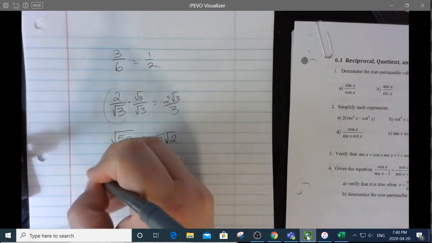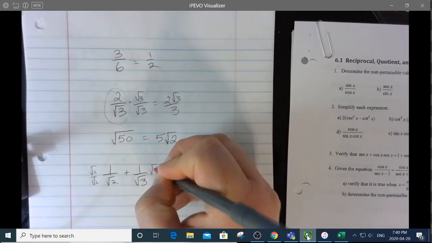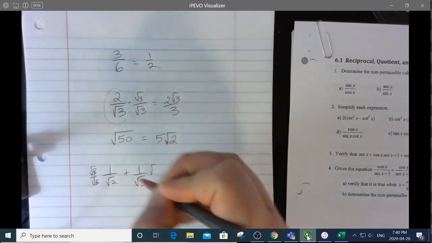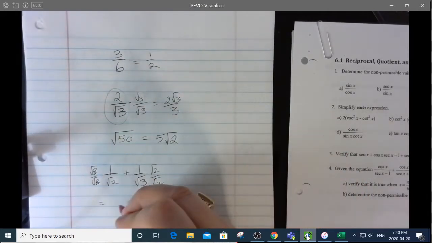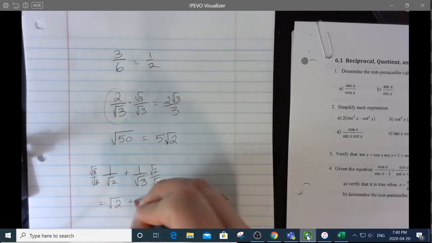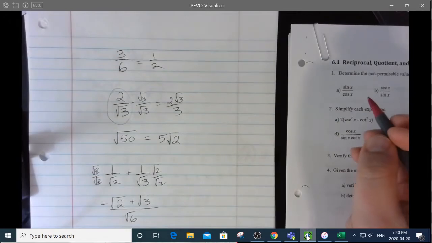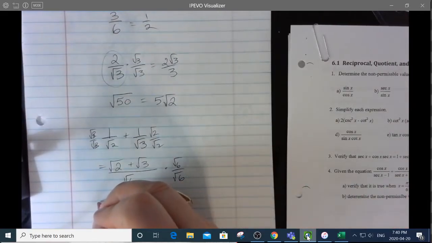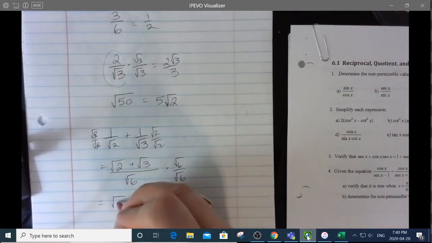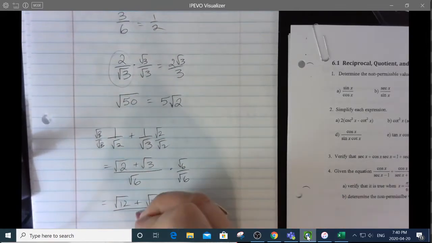I just have to multiply this by √2/2, and this by, oops, I meant to say √3/3, and this by √2/2. Sorry, I was getting ahead of myself there. So that's going to be √2 plus √3 all over √6, and even that isn't simplified because we don't want a radical in the denominator. So we do that, and then we keep going. So that's going to be √12 plus √18 all over 6.